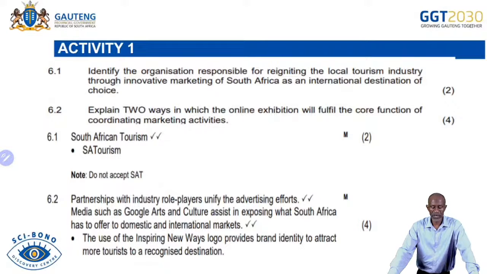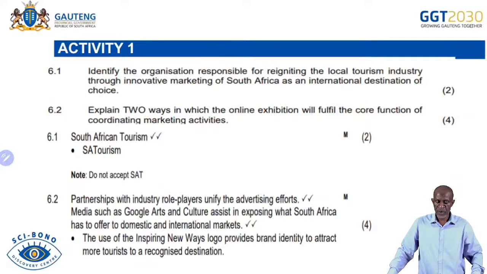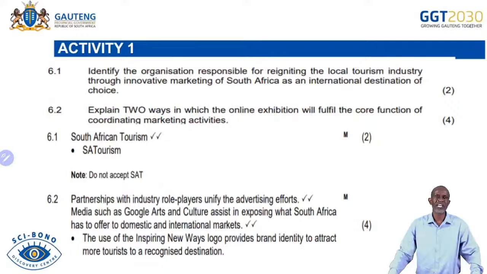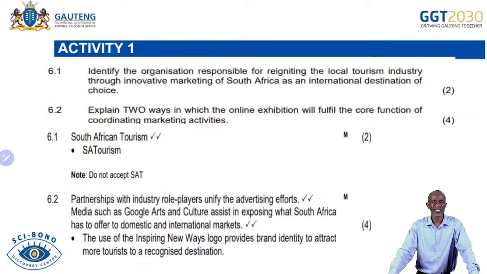The media such as Google Arts and Culture assist in exposing what South Africa has to offer for the domestic and international tourism market. This was also explained when we discussed the topic, that South African Tourism can use platforms such as the internet and social media to further advertise South Africa, both locally and internationally.